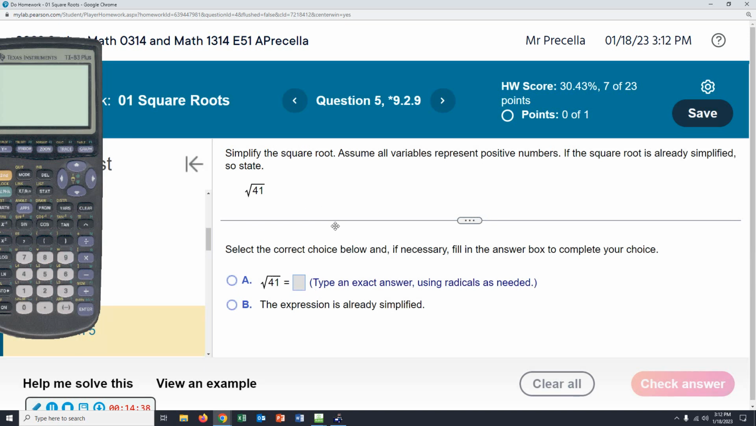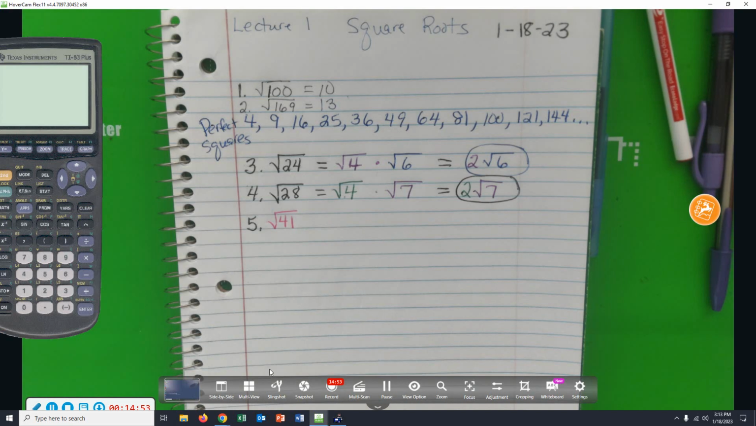Not a huge number, but a lot of words. What is it? Simplify the square root. And notice how it has 2 options. Either you put an answer or it can't be simplified. Let me see. Here's what I would do.